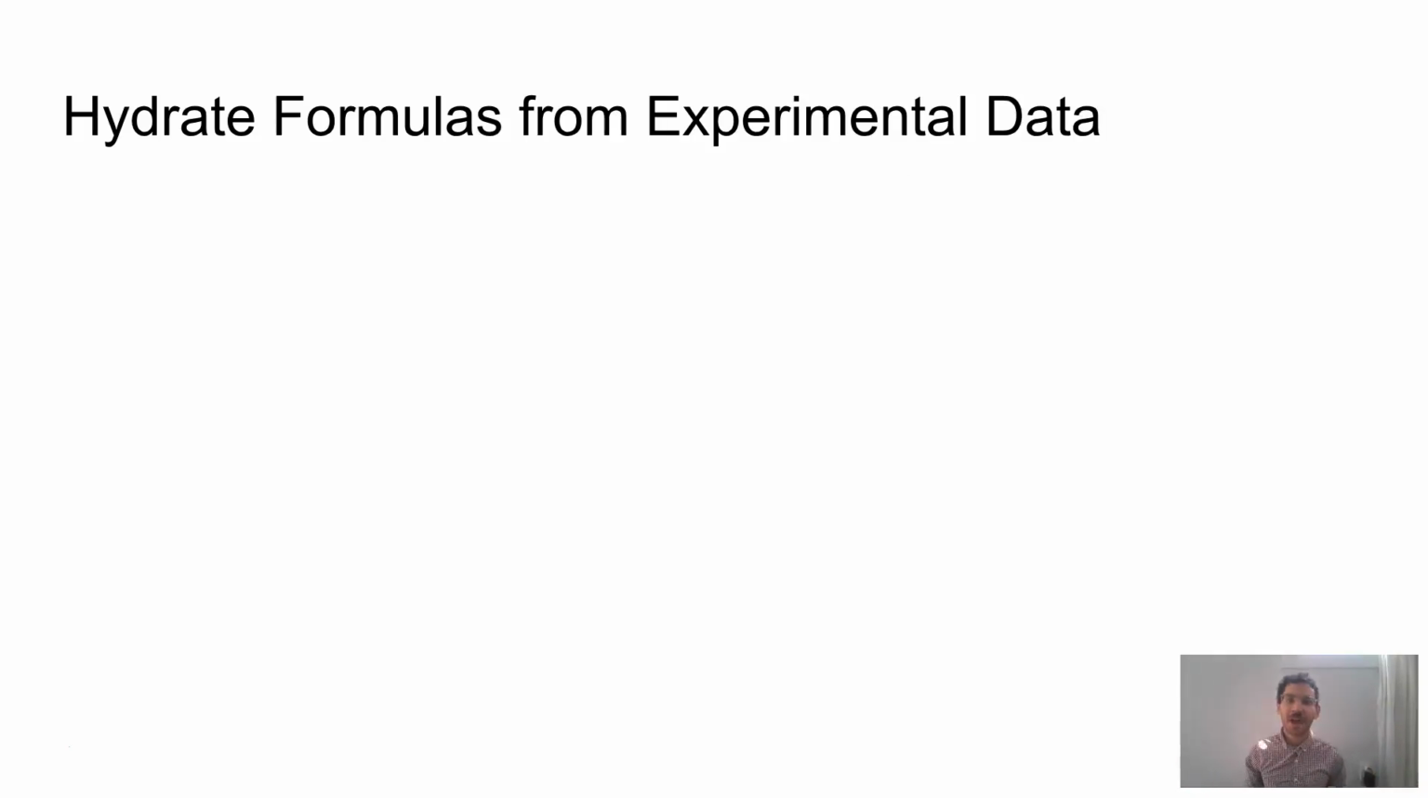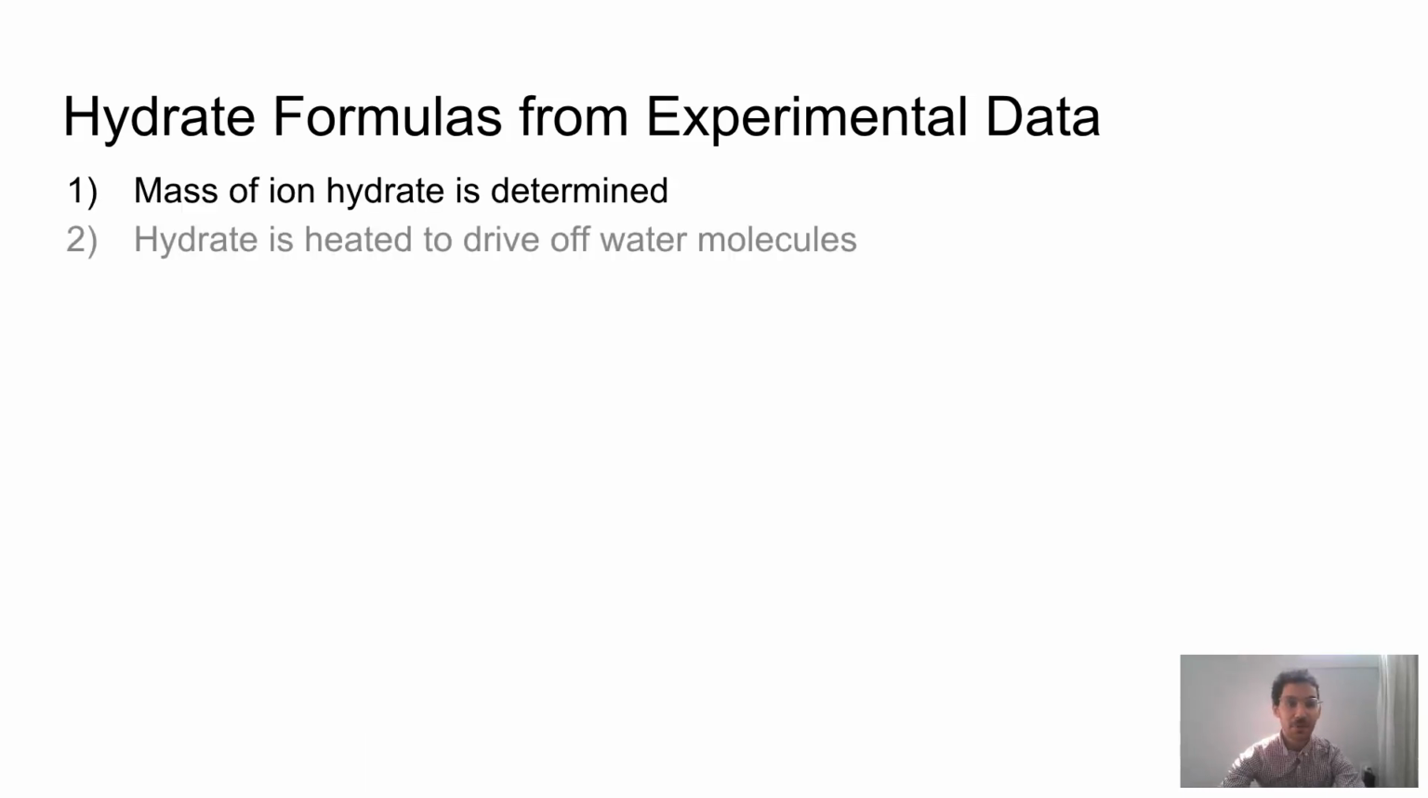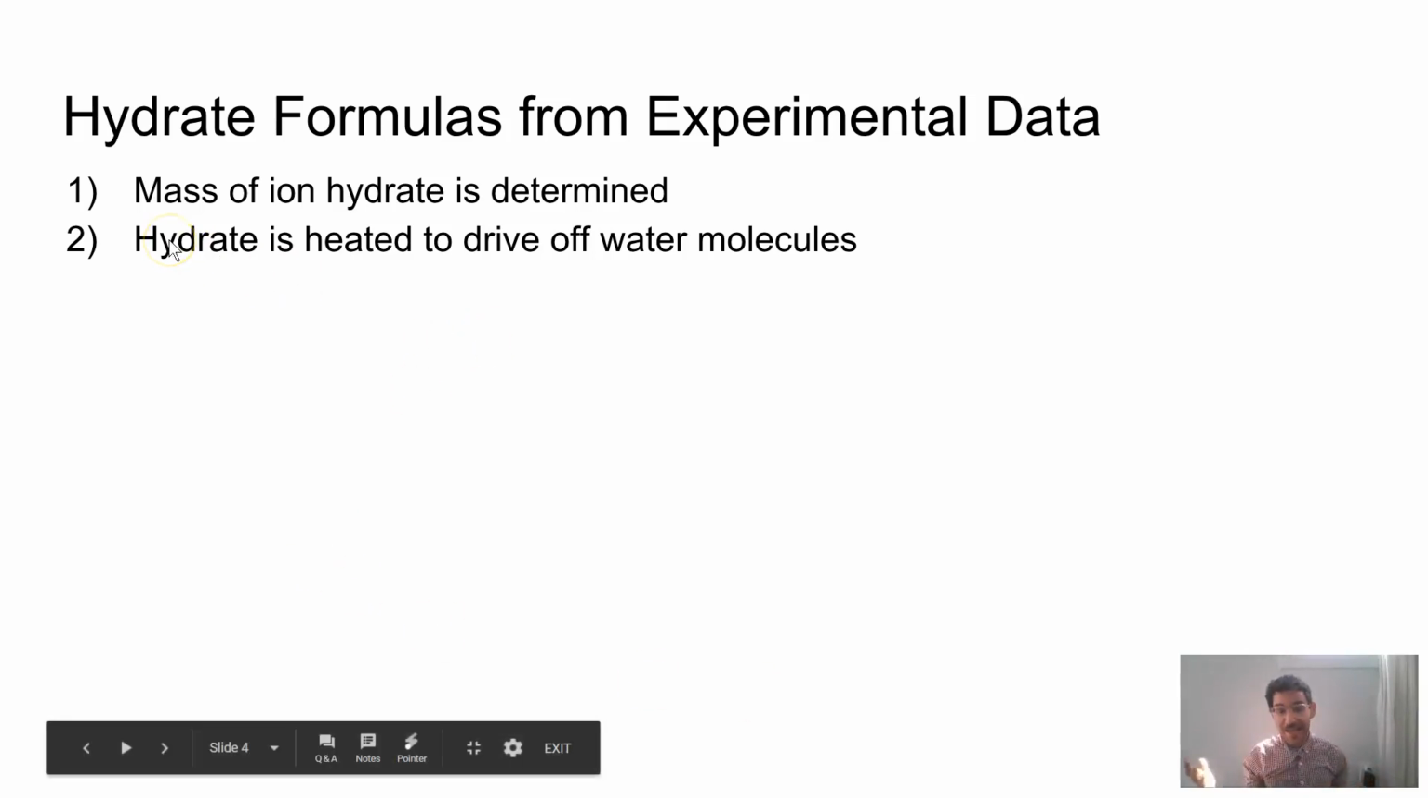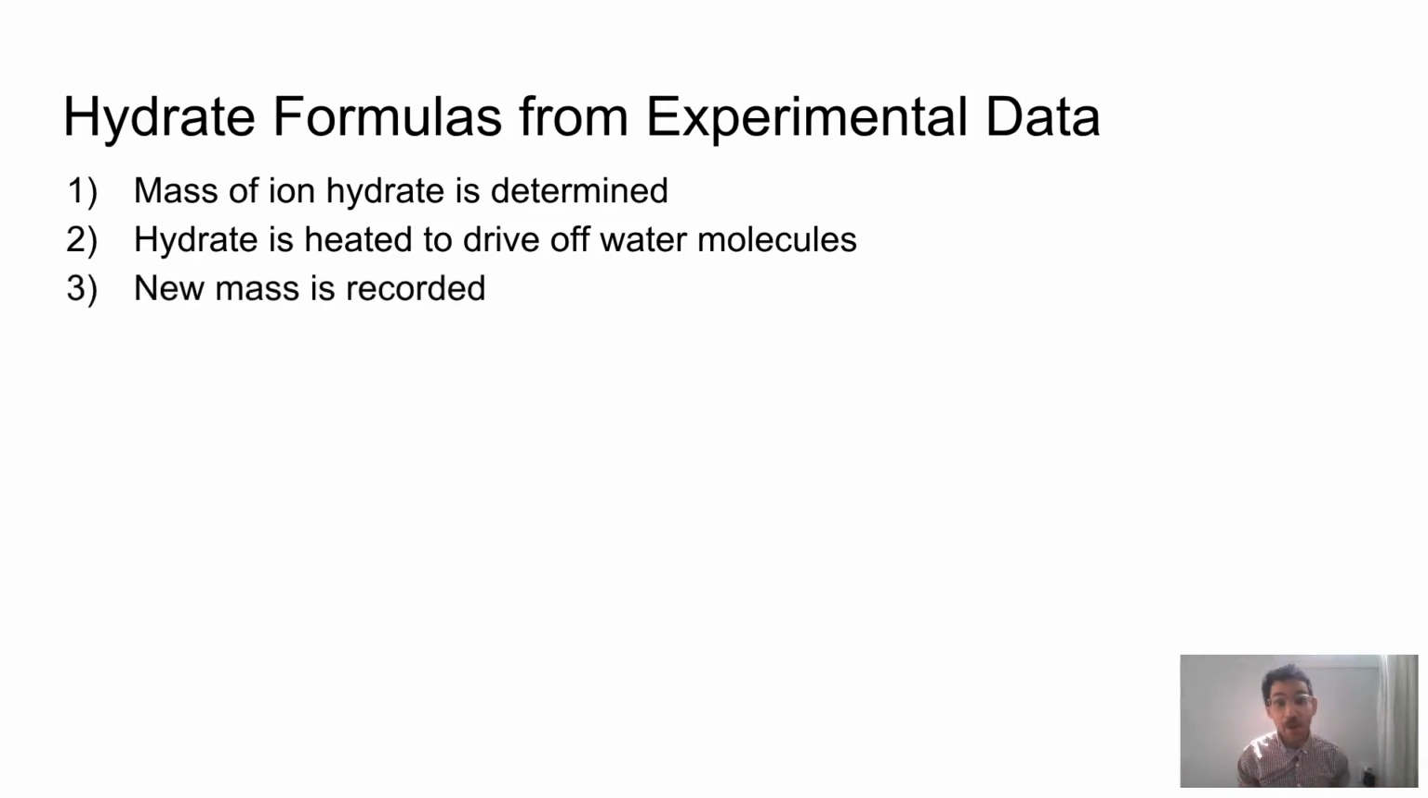Anyway, let's keep going. If we want to determine the formula for a hydrate from experimental data, it's a pretty easy process. First, we get the mass of the ionic hydrate. We start with some ionic hydrate and want to know what mass we have. Then we heat it, and that's going to kick out the water. Just like if you took a pot of water and heated it and boiled it, the water would go away and become a gas. Same thing happens with a hydrate. If I heat up some hydrate, the water molecules are going to leave as a gas. And so now I'm going to get a new mass.